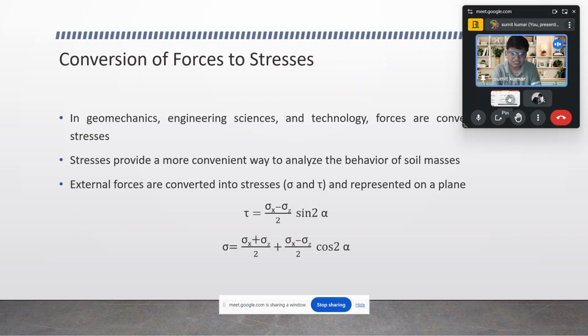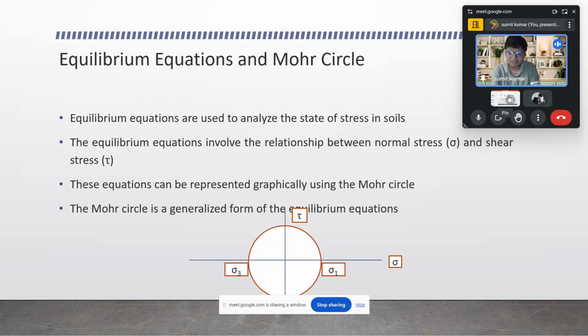We talk about the shear stress and normal stress, the interrelation which will provide the tau and sigma, that is the stress at a specific angle alpha on the specific plane which acts at the alpha angle. We talked about the equilibrium equation and the Mohr circle. When you talk about the Mohr circle, we see the maximum principal stress, minimum principal stress, and the shear axis and the normal axis, and how the values are obtained.